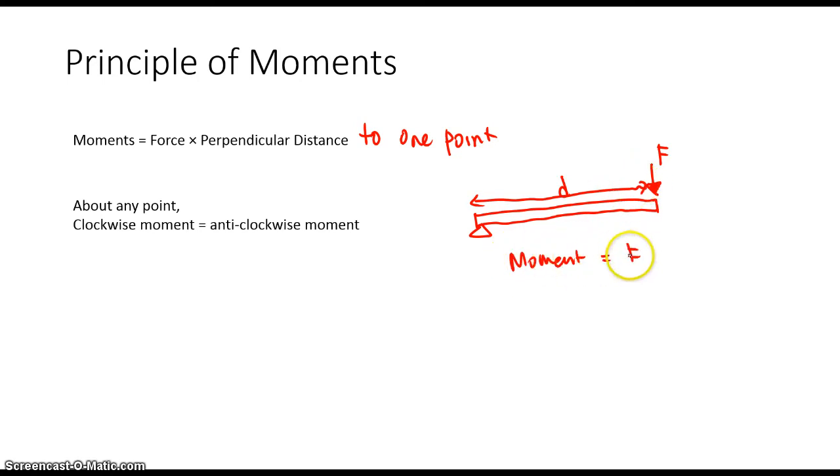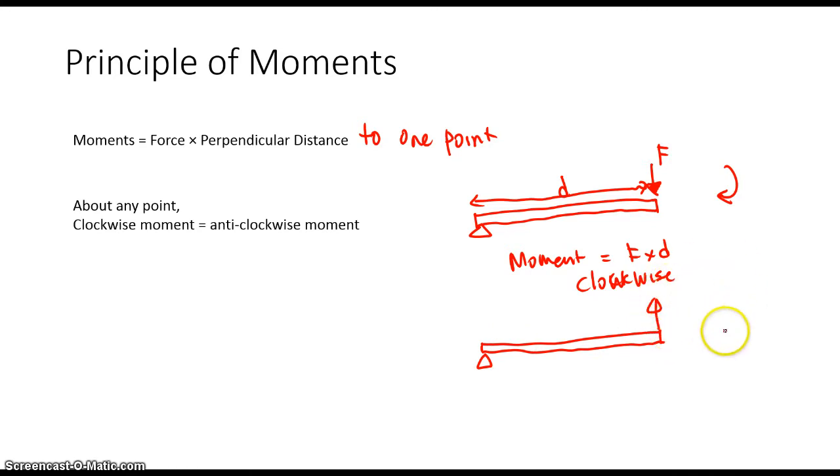is equal to force times distance, and you notice that the force is downwards and the pivot is here, so the rod will tend to go this way, and in this case this is a clockwise moment. But if we change the direction of the force, so for example the pivot is on the left, and our force goes upwards, then again our moment is force times distance. But in this case the force will tend to bring the rod up, and the rod will rotate this way, so this is an anti-clockwise moment.